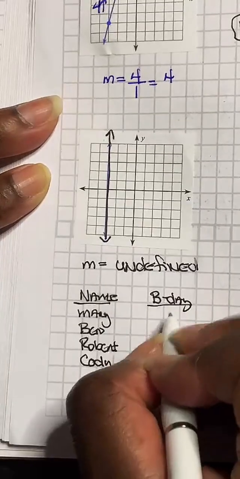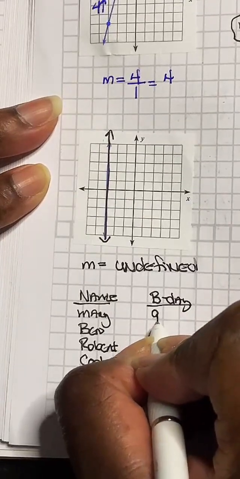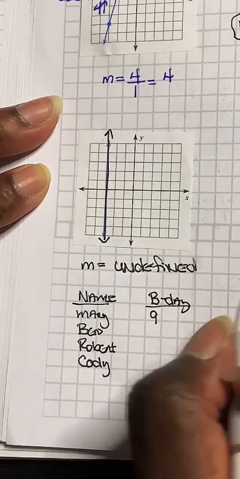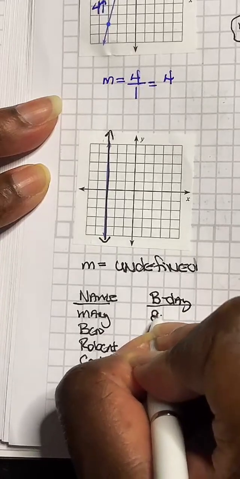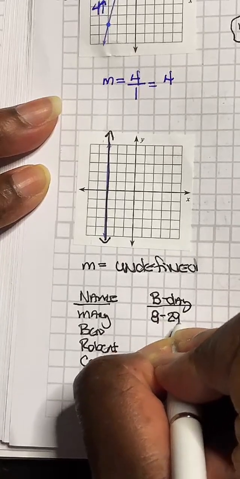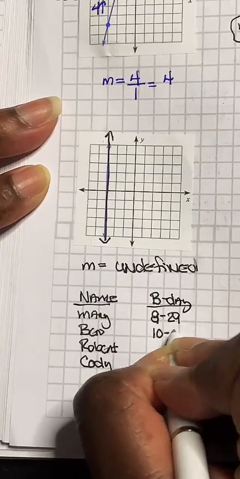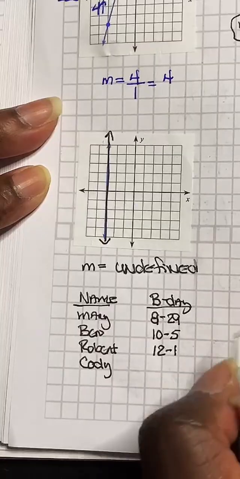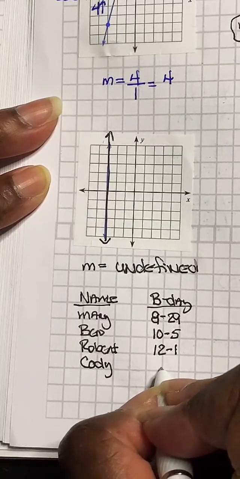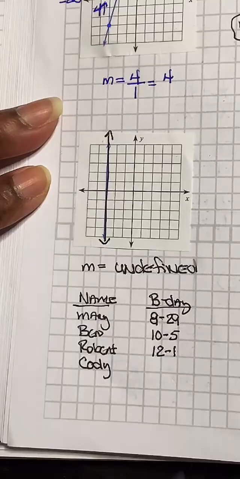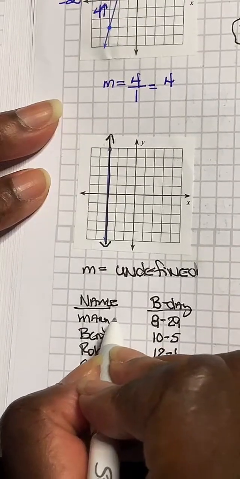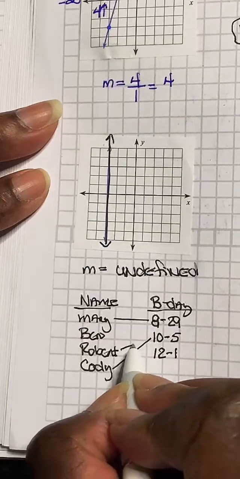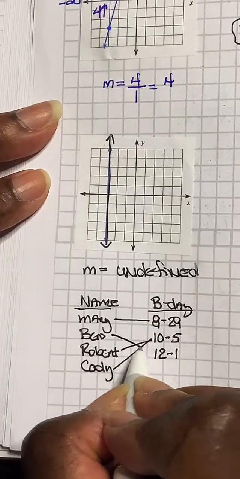All right. So let's say, what is today? I don't even know what today is. 28th? 29th. Okay, so it's August 29th. Let's say 10/5. Let's say 12/1. That'll be good enough. So let's say we got Mary, we have Cody, we have Robert, and we have Ben.